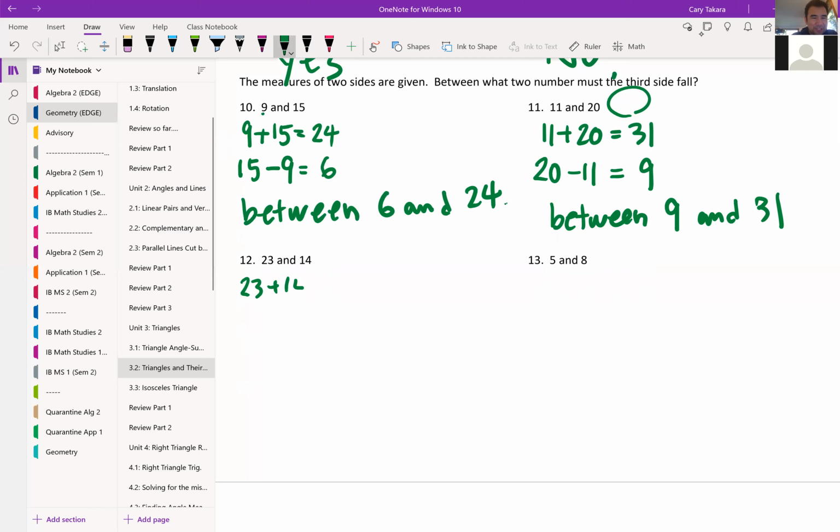So the first step, you just add them together. 23 plus 14 gives you 37. So 37 is the maximum you can go to. And then for the lowest, it's 23 minus 14, which is 9. So it has to be between 9 and 37.